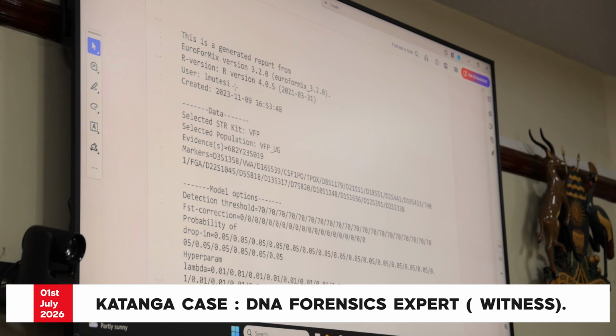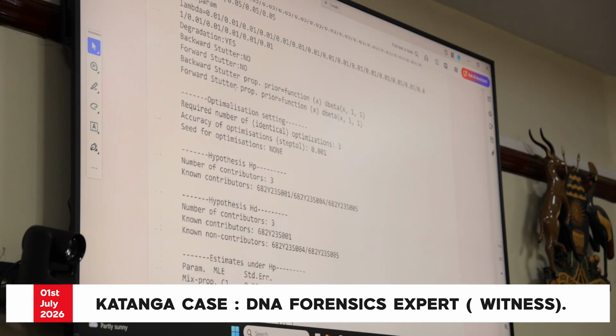Okay, and does this show you who carried it out and when it was carried out? From the information I have, the user who carried it out was L. Mutesi, and this was carried out on the 9th of November 2023 at 16:53. Okay, now, I want you to show us where in this calculation can we find the alleles that we have just seen on the electrophoregram.